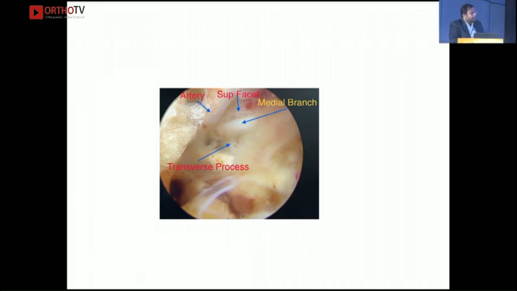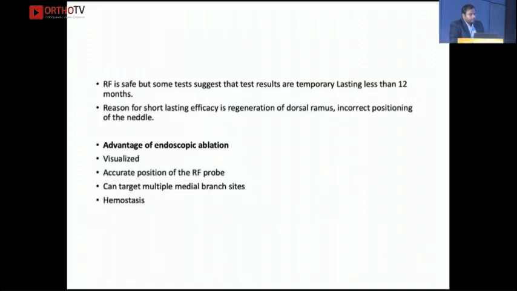So this is how we ablate in our regular practice. But as we know, RF is safe, but sometimes the effects are temporary, lasting less than 12 months. The reasons for the short-lasting efficacy are regeneration of the dorsal ramus and incorrect positioning of the needle. So here the advantage of endoscopy comes.